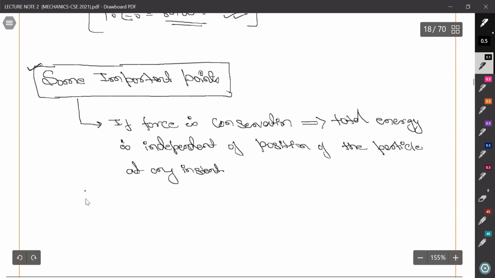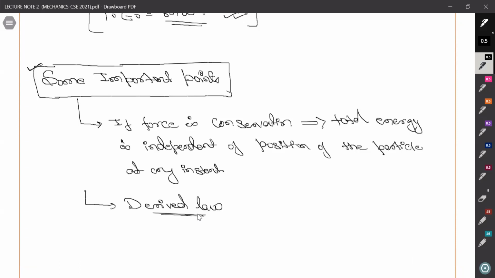Also, this is a derived law. We are not making anything new here. We have just converted the work into energy. We have converted the force and displacement into work. So this is a derived law.